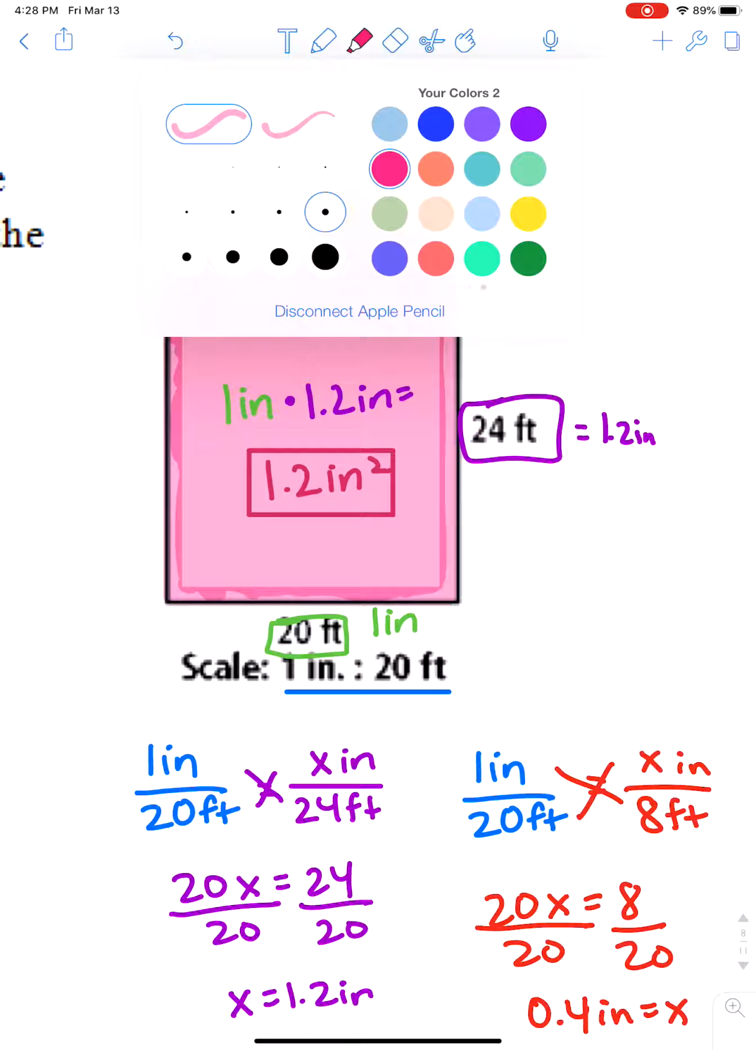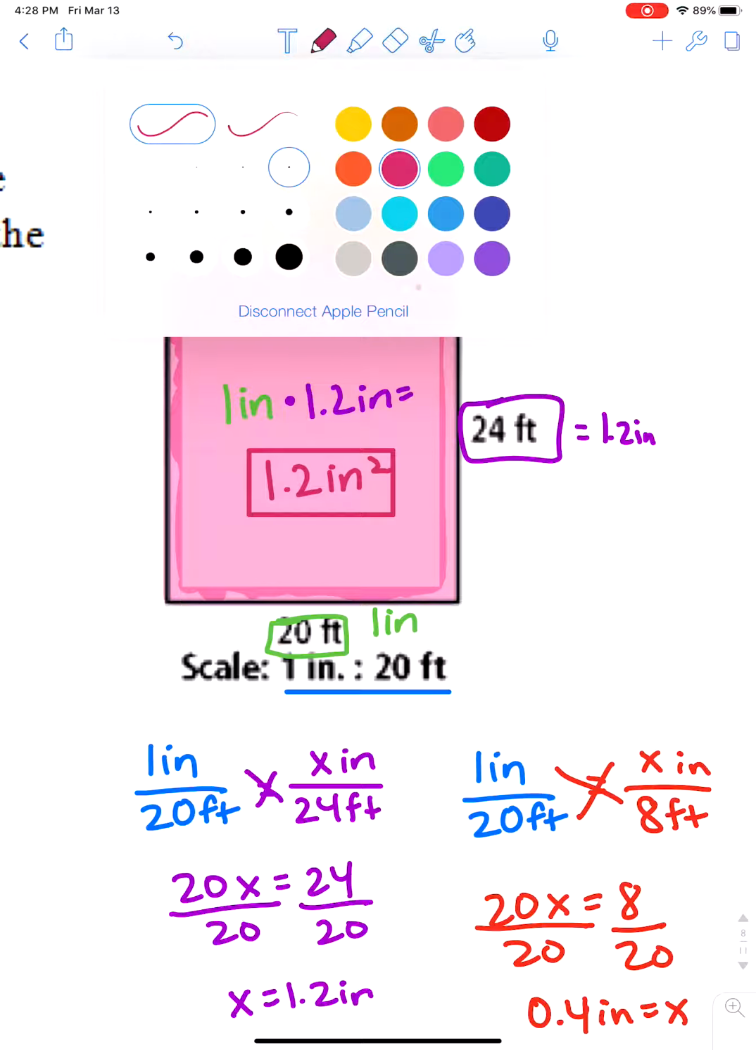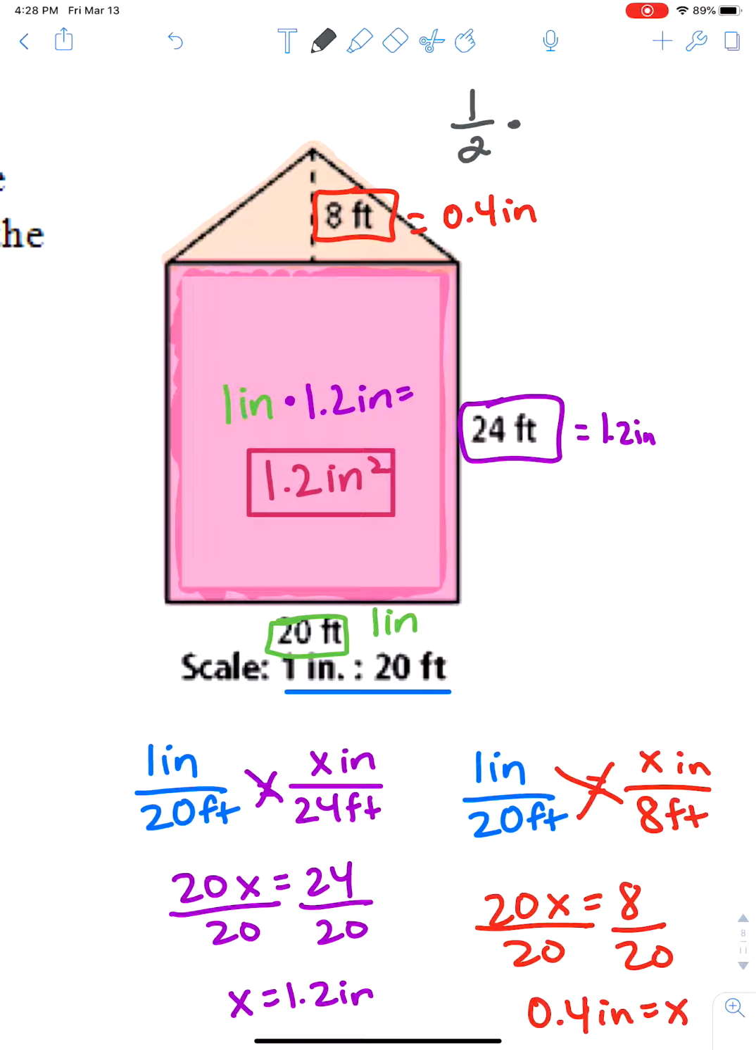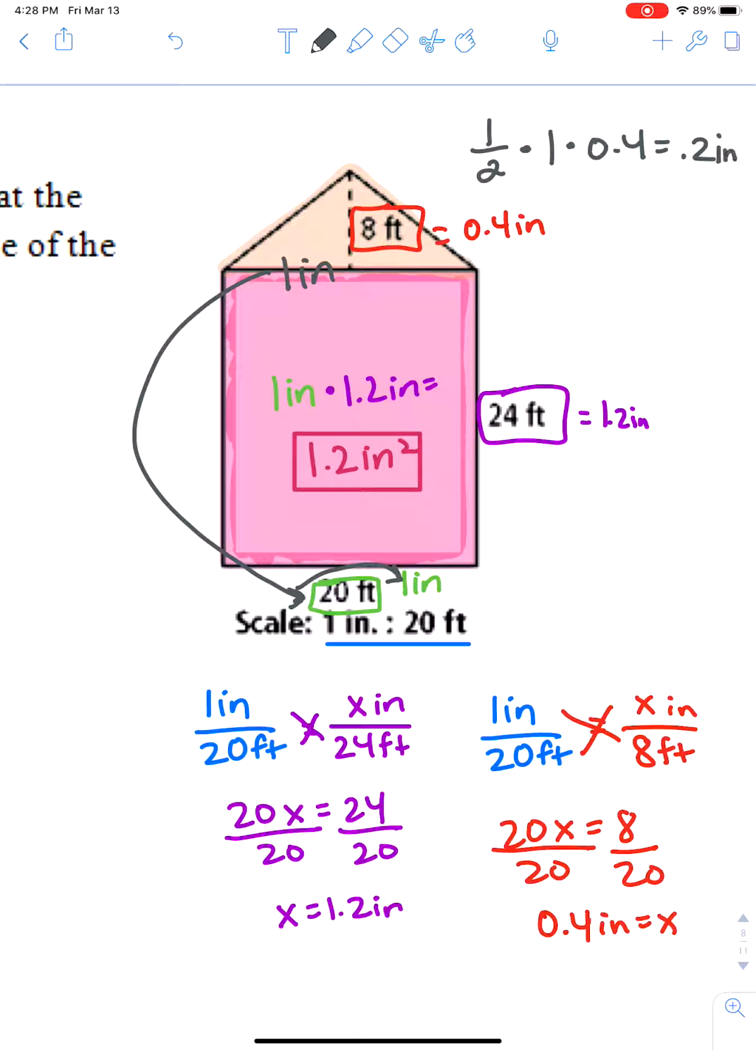Now we're going to look at the roof of this guy. Let's pick orange. And in orange, this orange triangle in here, we have to find the area of a triangle. So we have 1/2 times the base, which it doesn't show the base on the triangle, but I can see from below that it is also 1 inch from down here. That 20 feet is 1 inch. So 1/2 times 1 inch times the height, which is 0.4 inches, and that will multiply to be 0.2. And again, inches squared.